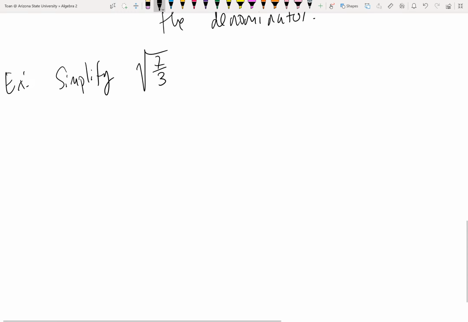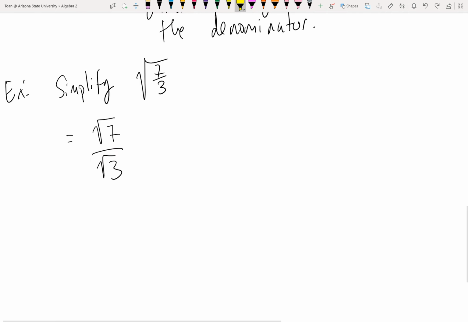Okay. Well, according to our gluing and ungluing properties, instead of taking a square root of a giant fraction, you can split them apart into separate square roots. Now, 7 is not a perfect square, and 3 is not a perfect square. So there's nothing I can evaluate at this point. But I still have a radical in the denominator, and I wanted to get rid of him. Well, notice what I have in the denominator.